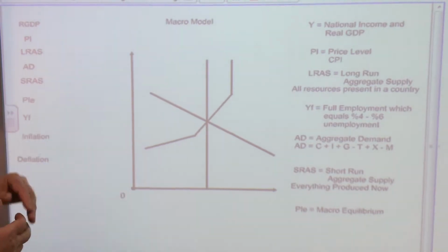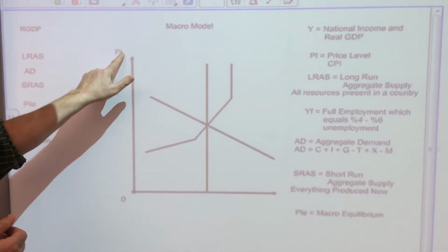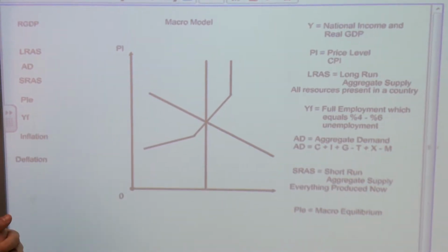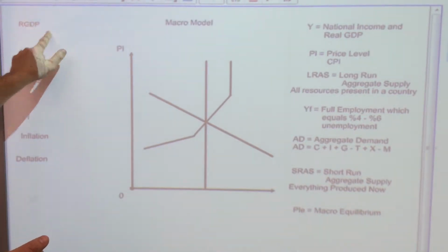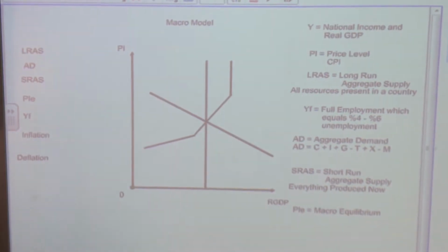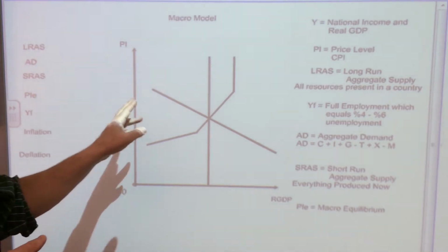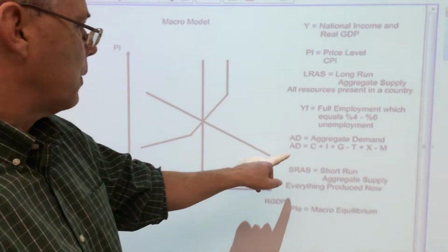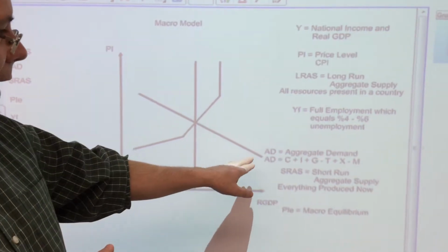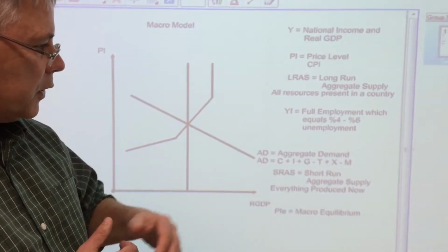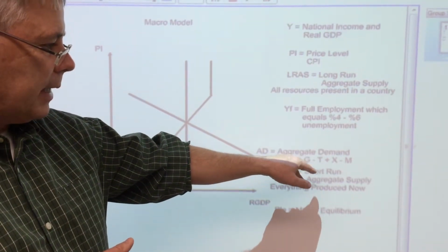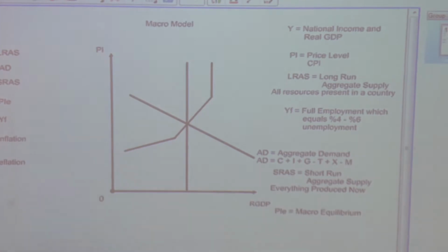So we'll start with our axes, and we're going to label this first one PL for price level, or you could also label it average price level. Down here we're going to label this real GDP, total amount of goods and services produced in a country. This particular curve sloping down to the right, we're going to label that the aggregate demand curve, and that's going to equal different types of spending in the economy: consumers, business, government spending, taxes, exports, and imports.